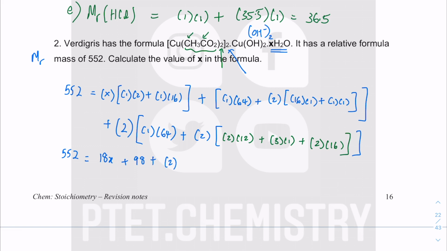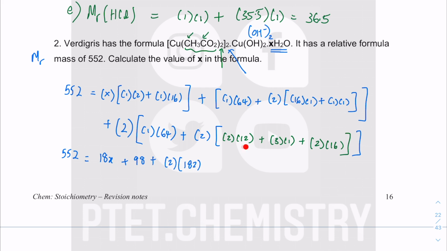Now instead of trying to make my life complicated, I'll do whatever is inside here first before I multiply the 2 outside. So I just put the 2 here outside. I'll do all of these in this bracket: 64 plus 2 times, bracket, 2 times 12, plus 3 times 1, plus 16 times 2. I get 182. As with anything that looks complicated, I'll double check my calculation.